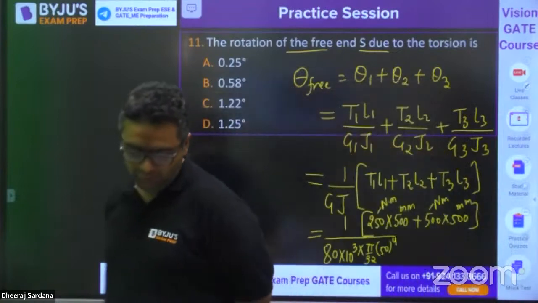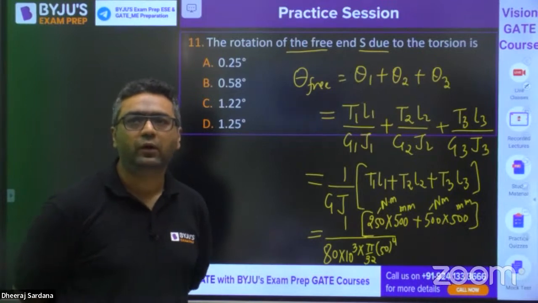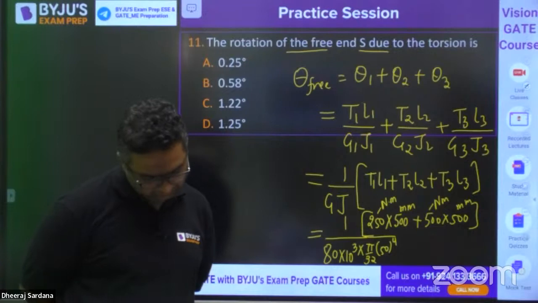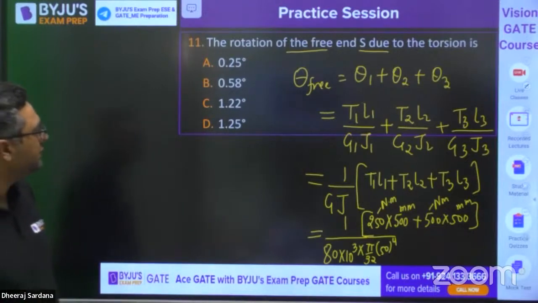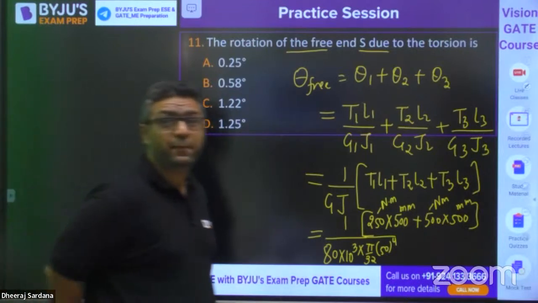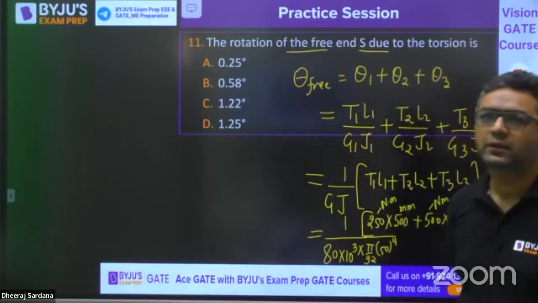Here, you need to find out the angle of twist. Devashish is saying 1.22. Let me check. Are you getting C for this? Papa Ka Ghoda, you also tell. Srishti, you also tell.